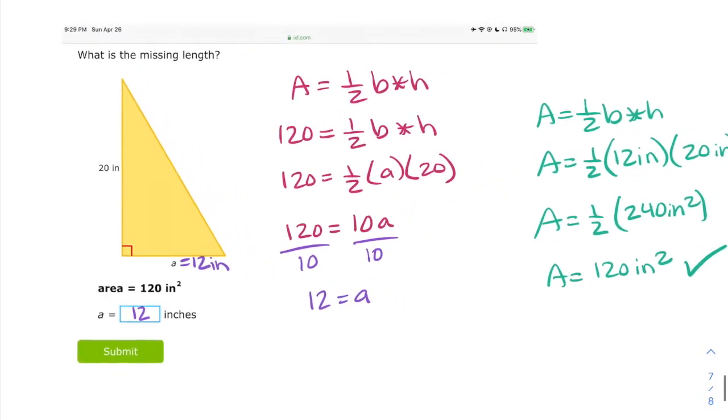So just working backwards, you have to put in the information you know, and then you have to divide to find the information that you don't know.